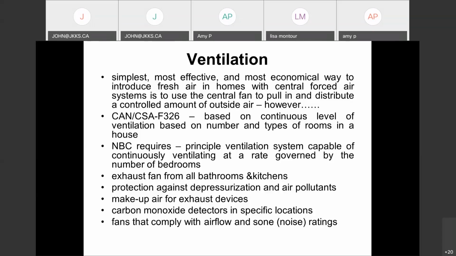We don't need to talk about bathrooms because we know that we can also generate different types of moisture and certainly odors that can come from bathrooms.